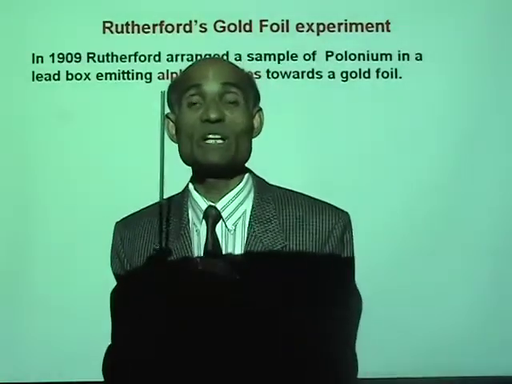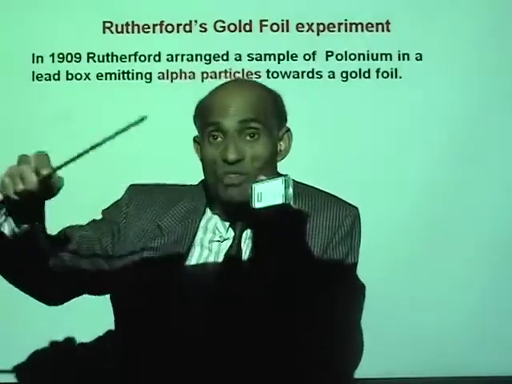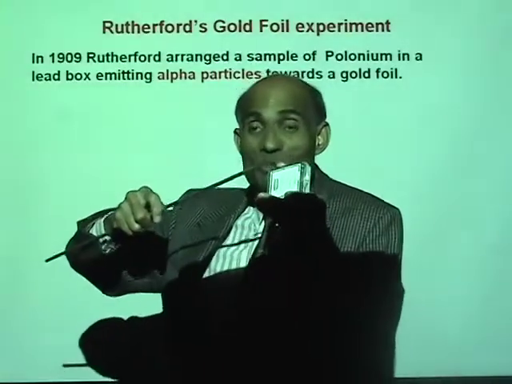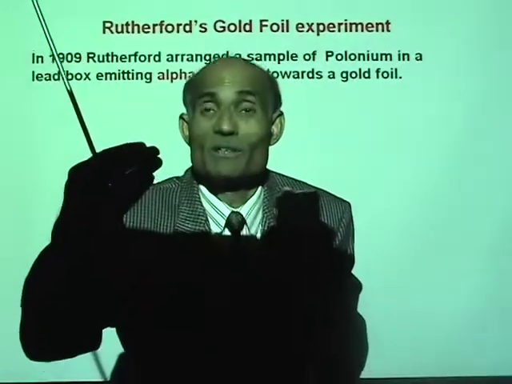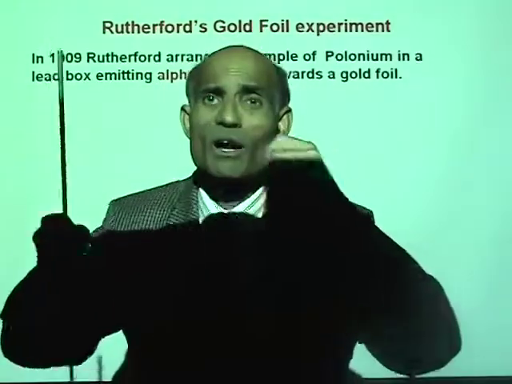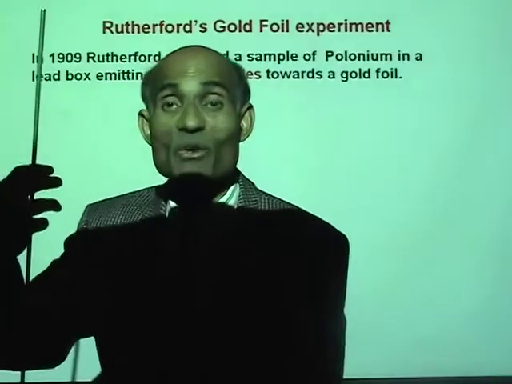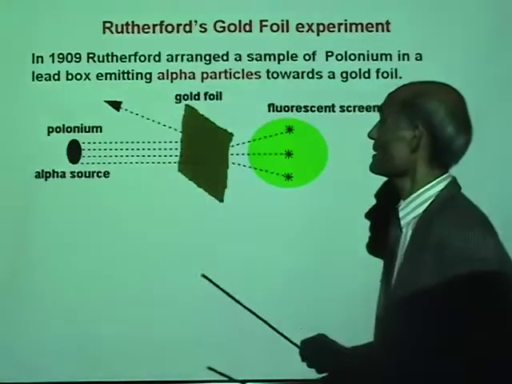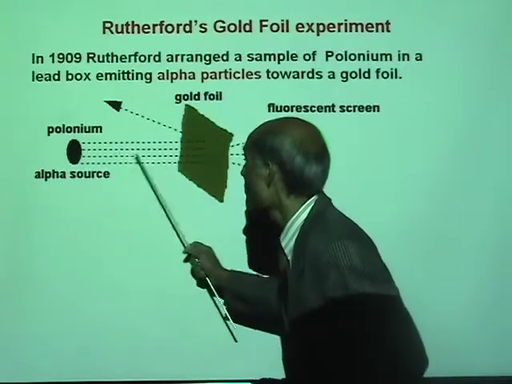So what Rutherford did is, he used a sample of polonium which gives off these alpha particles. They are the bullets. And he aimed these bullets at a very thin foil of gold, so that these alpha particles could go and bombard atoms of gold. You see? And then he could find out the result of this bombardment. Now, this is what he did. This is the polonium sample which gives off the alpha particles.